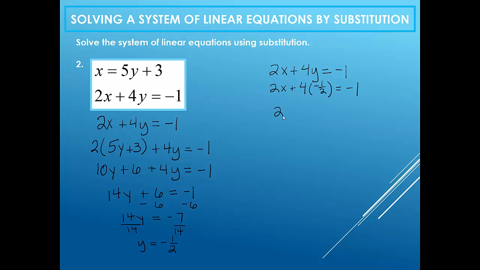So now I have 2x, and then 4 times negative 1/2 is negative 2, so I have minus 2, and that equals negative 1. Now I can add 2 to each side, and I get that 2x equals 1, and then I divide by 2, and I find out that x equals 1/2. So the solution to this system of linear equations would be 1/2, negative 1/2. My x value is 1/2, my y value is negative 1/2.